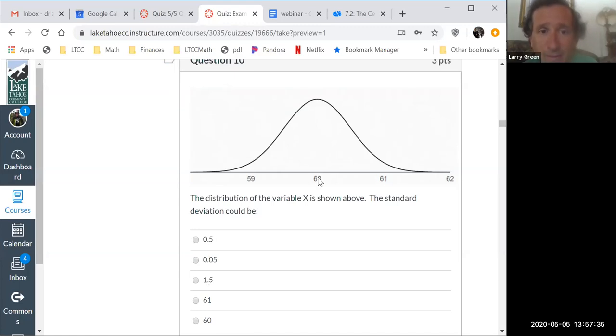If you move 1.5, that would be going from 58.5 to 61.5, and that's basically everything. Do you see that? And one standard deviation isn't everything. It's around 68% of the data. On the other hand, if you go 61 away, then you really have everything. And same thing with 60 away, you have everything. But 0.5, that would be 59.5 to 60.5. And that looks like it is around the majority, but not the overwhelming majority. And that's why 0.5. Any questions on this, on question 10?